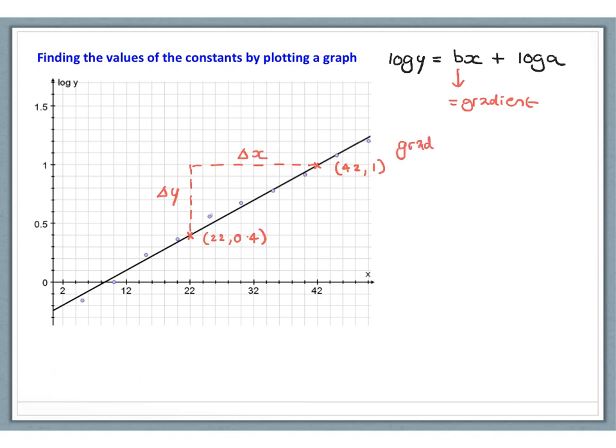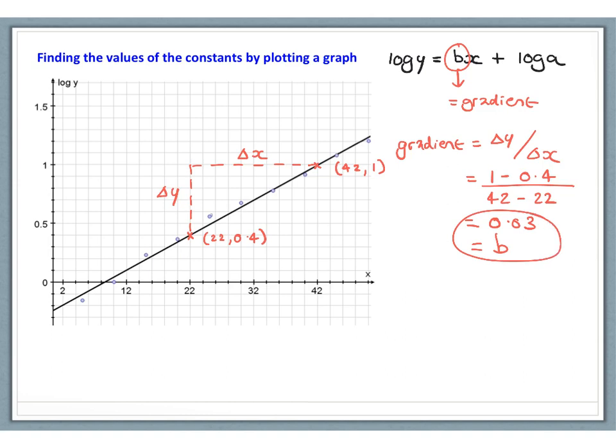So the gradient, which we know is going to be equal to b, is delta y over delta x, which is equal to 1 take away 0.4 divided by 42 take away 22, and this will give us our gradient. And this works out very neatly to be 0.03. So this is our value of b.